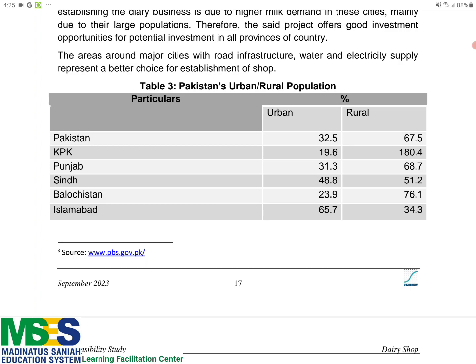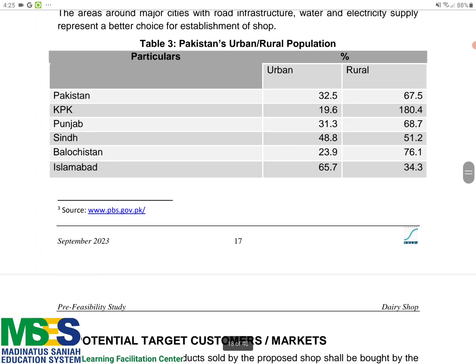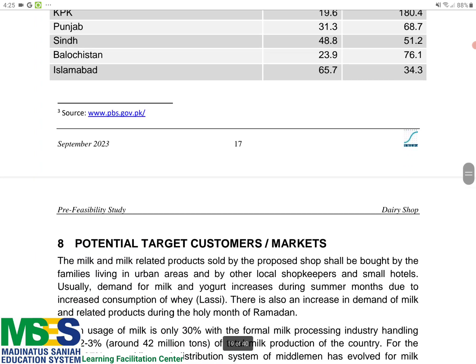Second highest population in Pakistan. Actually, Islamabad is not a province. So in all the provinces, the highest population living in cities is Sindh. Why do they mention Islamabad as a province? Islamabad is just a capital city. It's not a province.